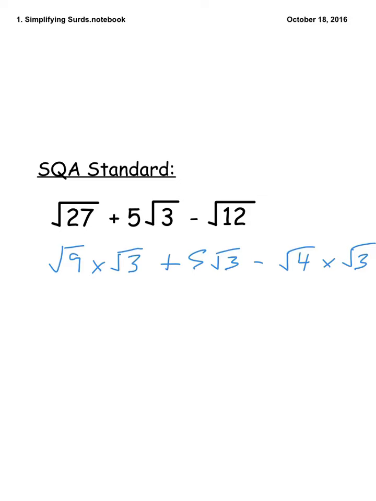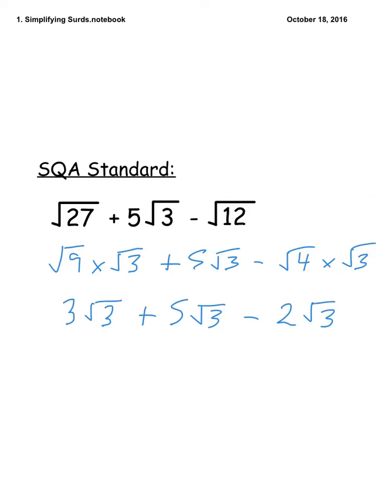Now we need to take out our square numbers that we can find the square roots of. So the square root of 9 is 3, giving 3 root 3. That's 27 fully simplified. Plus on 5 root 3. Take away, the square root of 4 is 2, so 2 root 3. That's 12 fully simplified.